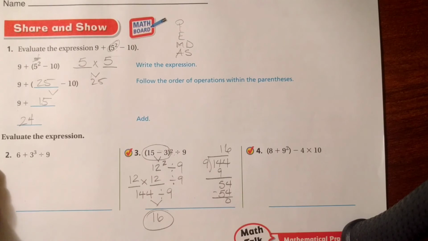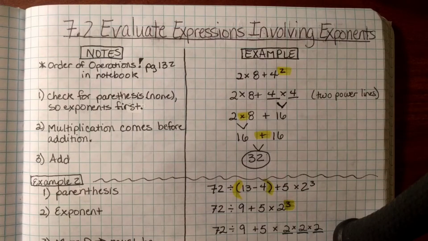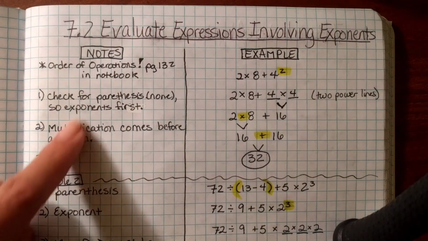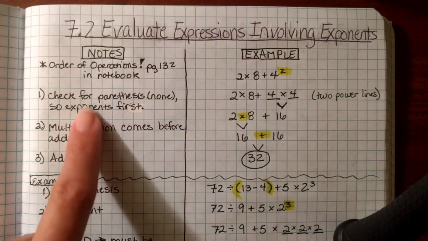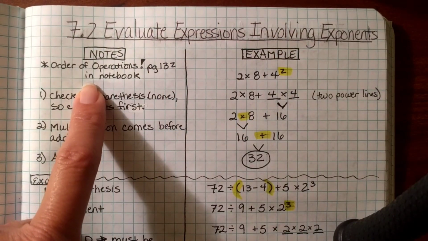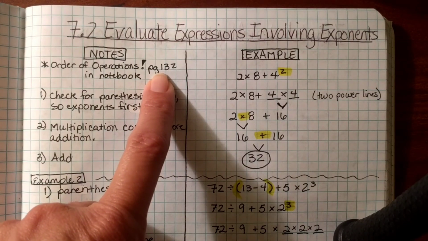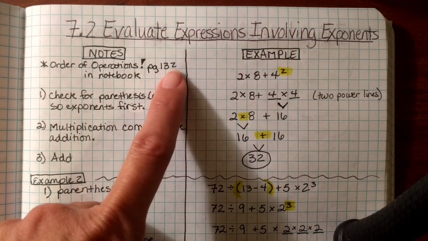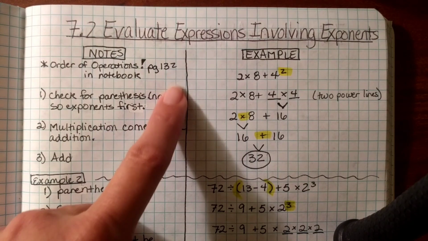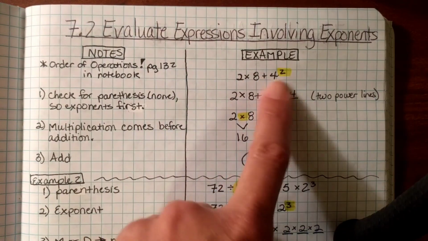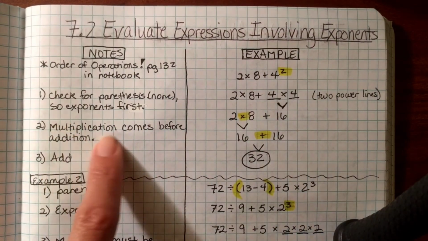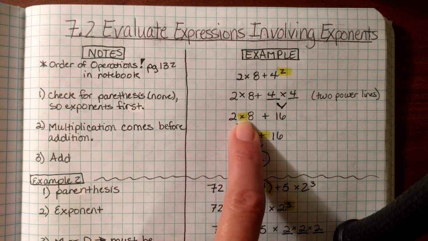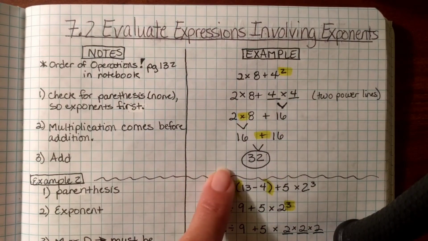All right. Let's take a look at our notes. I'm on page 57 of my notebook. You might be near that. Evaluate expressions using exponents. We have to remember our order of operations. My notes on that are on page 132 of my notebook at the back of the book. So first we check for parentheses. In this case there is none, so we'll work on exponents first. Multiplication comes before addition, then we add.